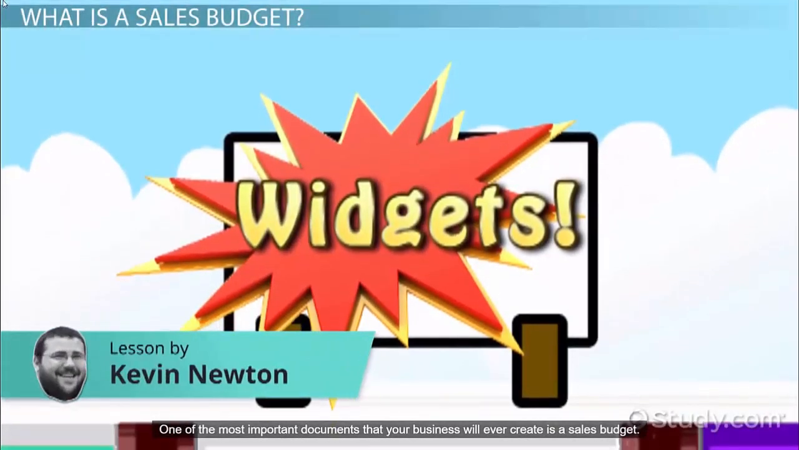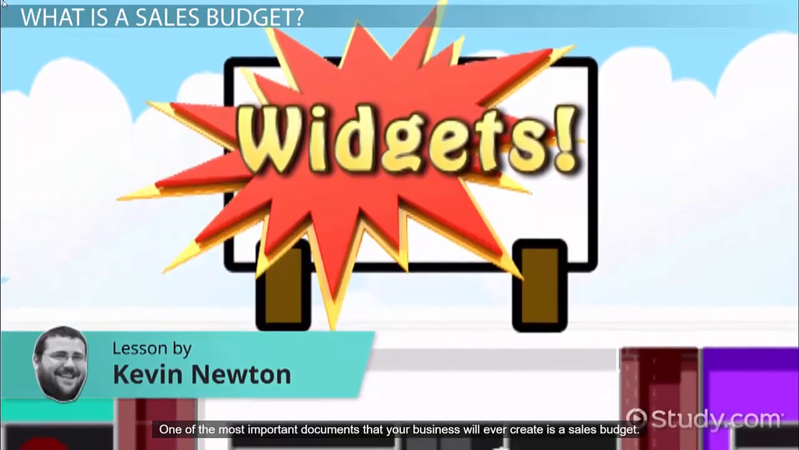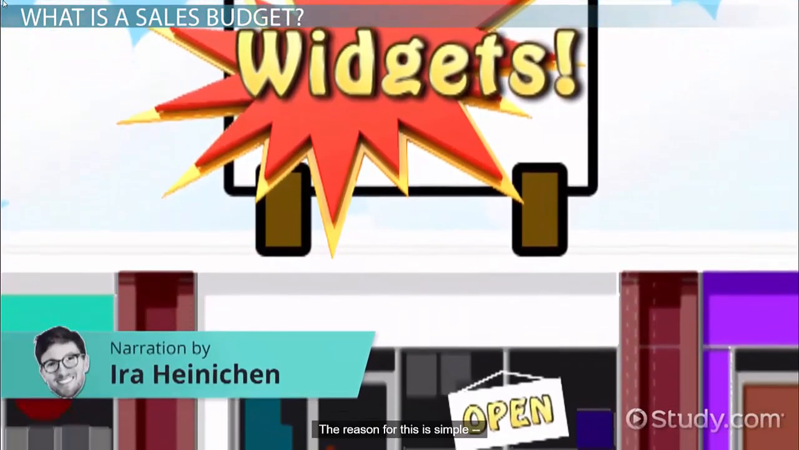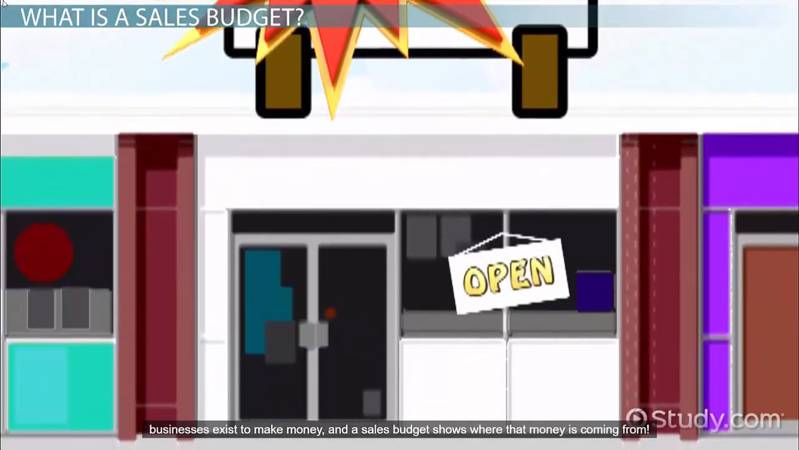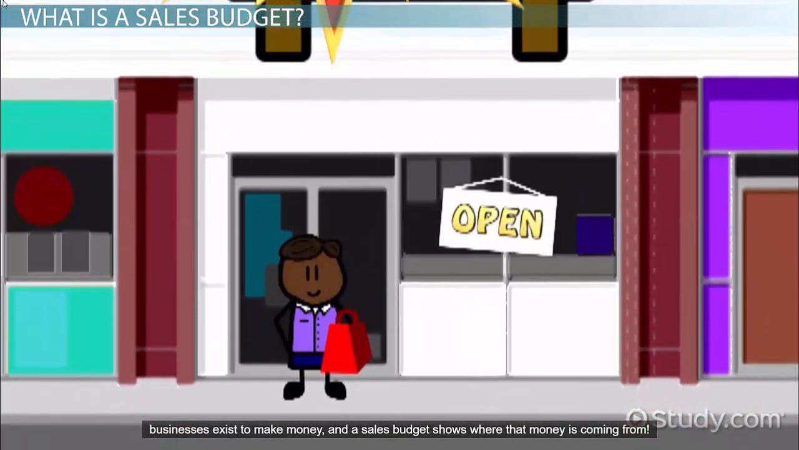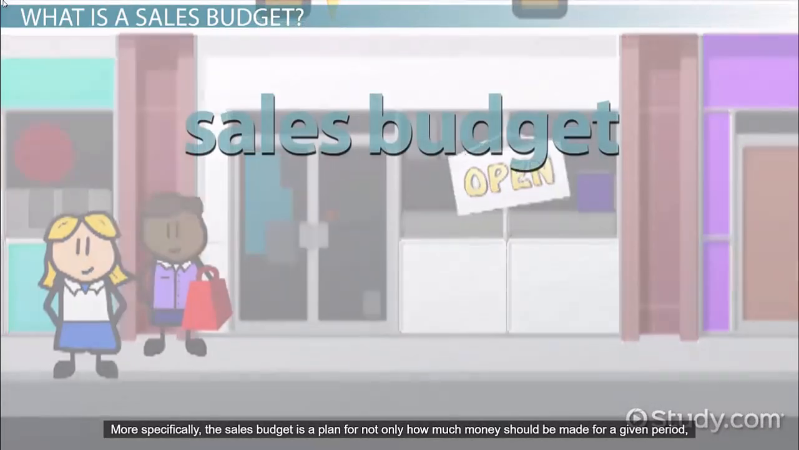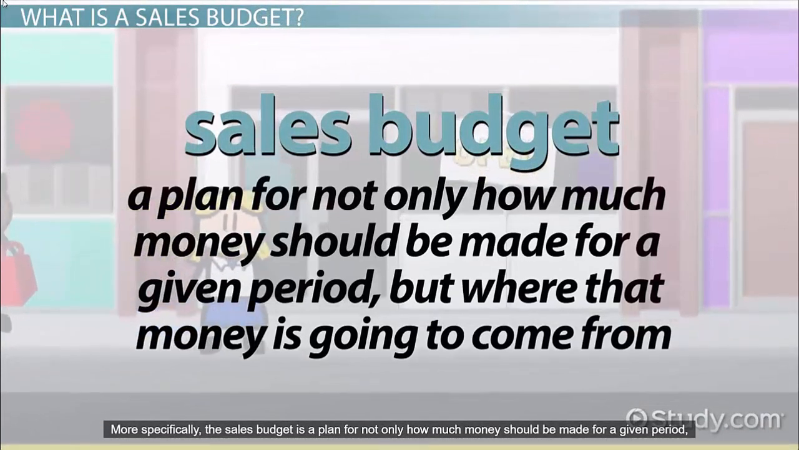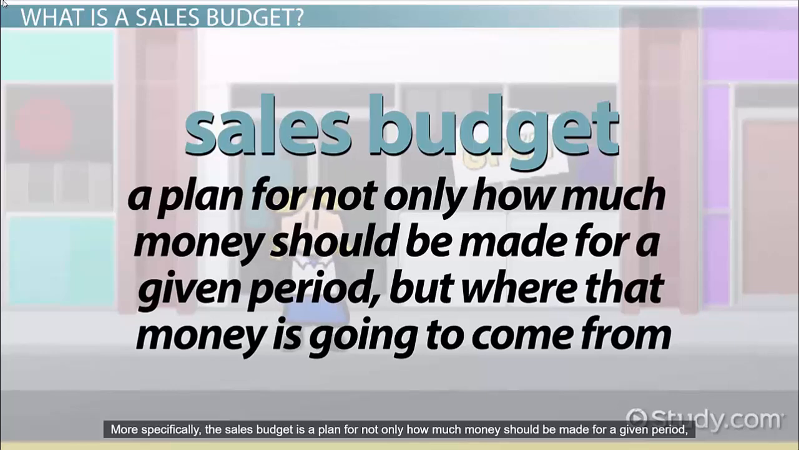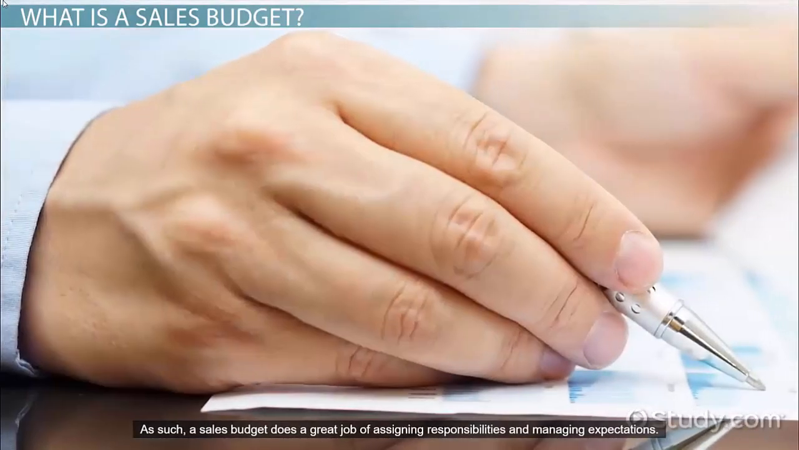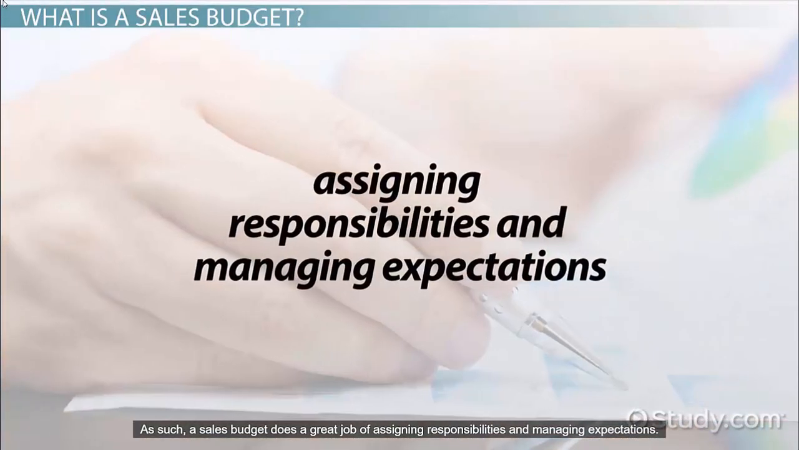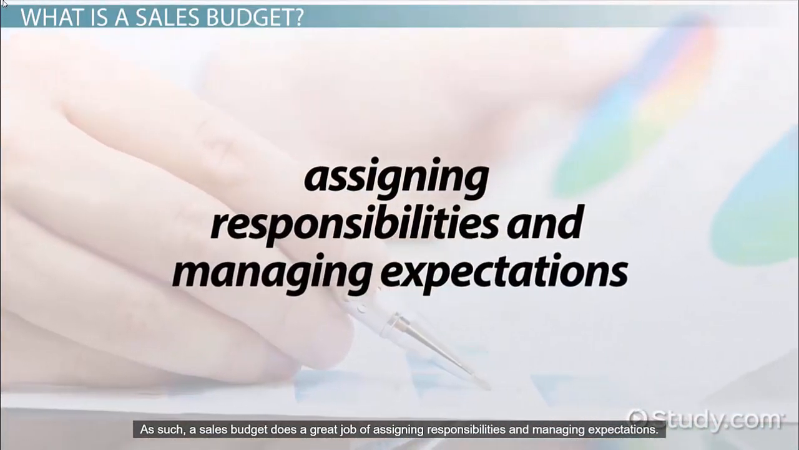One of the most important documents that your business will ever create is a sales budget. The reason for this is simple. Businesses exist to make money, and a sales budget shows where that money is coming from. More specifically, the sales budget is a plan for not only how much money should be made for a given period, but where that money is going to come from. As such, a sales budget does a great job of assigning responsibilities and managing expectations.